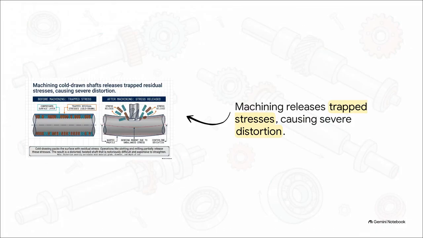Now, here is a massive warning for when you actually go to manufacture these. If you use cold-drawn steel, watch out. Cold drawing packs the outer surface with extreme residual stress. If you take that shaft and machine it, say by cutting a slot or a keyway, you suddenly release those trapped stresses unevenly. The result? The shaft will severely warp, bend totally out of alignment, and become a massive headache to fix.